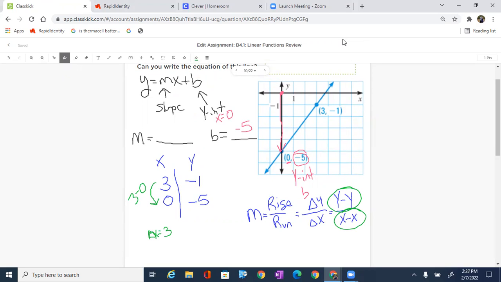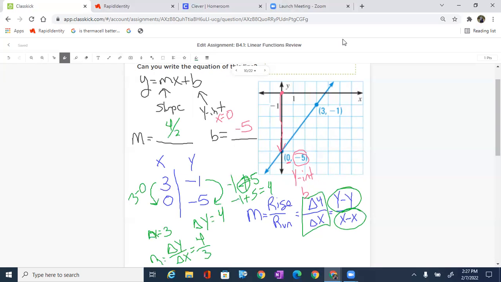Then I'm going to do the same thing with the y values: -1 minus -5. Remember, two negatives make a positive, so that gives us -1 plus 5, which is 4, and that would be our change in y. Now, when we write that, the slope is the change in y over the change in x, and I would write 4 over 3. This is our slope: m equals 4/3.